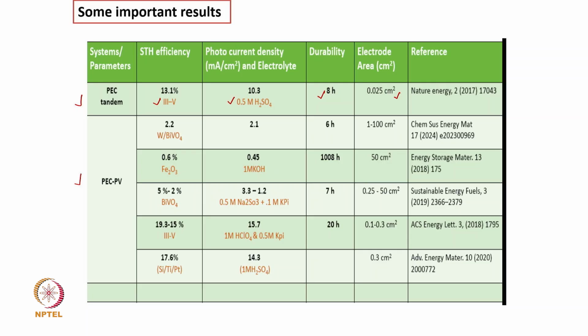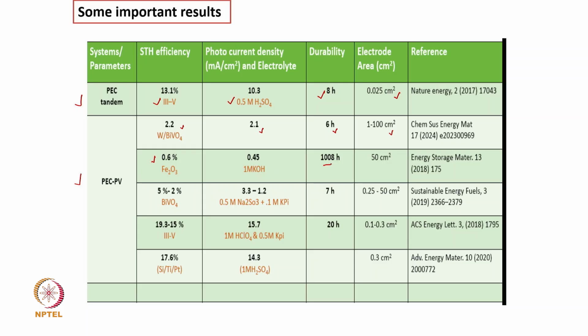You can have a heterostructure with BiVO4, and then you have a slightly lower current density with slightly lower efficiency, and durability is slightly less, and the electrode area is slightly higher. One can see that with a high area of 50 square centimeters, what is the efficiency one can talk about. And if you use Fe2O3 as a photoelectrode, you do not have very high efficiency, around 0.6%.